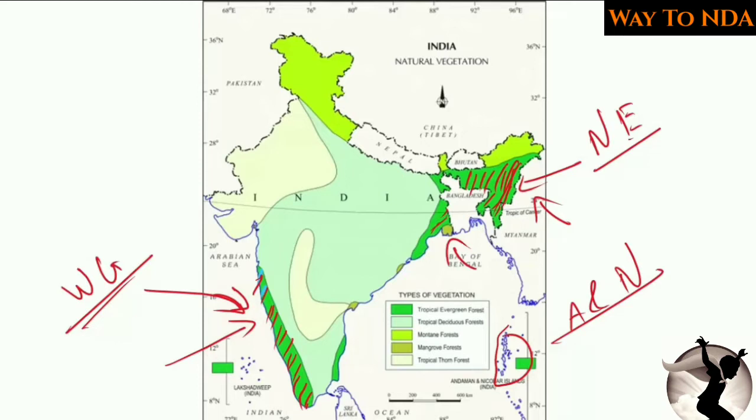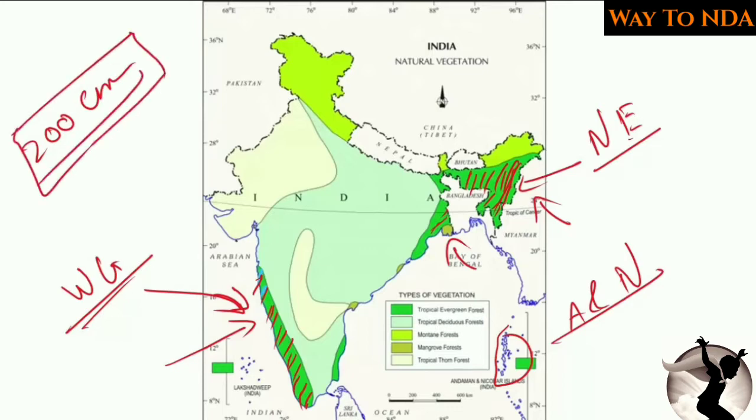tropical evergreen rainforest. So what is the thing you have to remember about the tropical evergreen rainforest? Firstly, remember they are found in the area where the rainfall is more than 200 centimeter. तो याद रखो कि more than 200 centimeter rainfall कहाँ होगा? या तो वेस्टर्न घाट में, या तो नॉर्थ ईस्टर्न एरिया में, या फिर Andaman and Nicobar Islands. So these are the areas where you will find the rainfall is more than 200 centimeter.